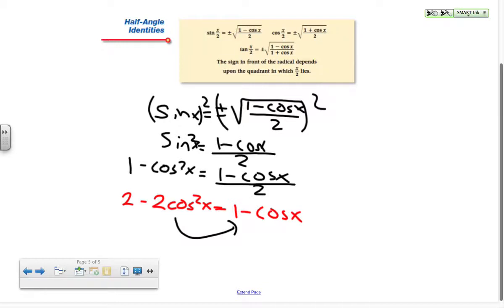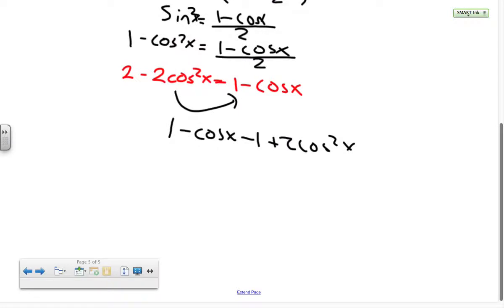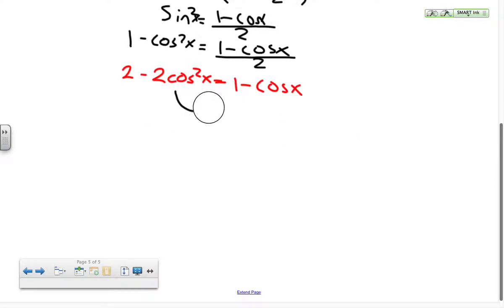So I end up with 1 minus cosine x minus 1 plus 2 cosine squared x. Hang on a minute, I have the wrong one. Okay, let's try this again. It's running out of space. Okay, so we'll move this all over here.